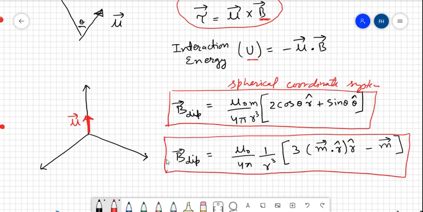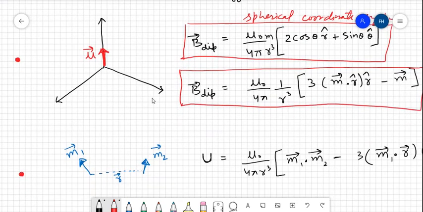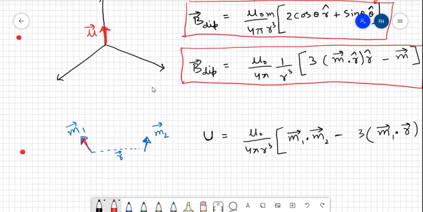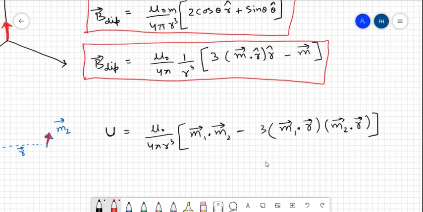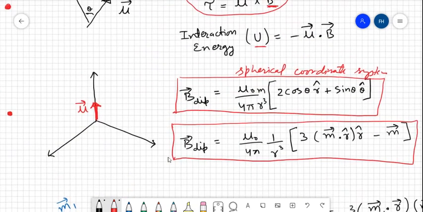And if we want to find the interaction between two magnetic dipole moments, suppose m1 and m2, again you have to use the same equation. You'll see that if two magnetic moments are like this, it is a zero energy configuration. If they are parallel to each other, it is the maximum energy configuration, and if they are anti-parallel, this is the least energy configuration. U is maximum in one case, and in the other U is minimum. So these are the interactions of a single dipole with the external magnetic field, and between two dipole moments.